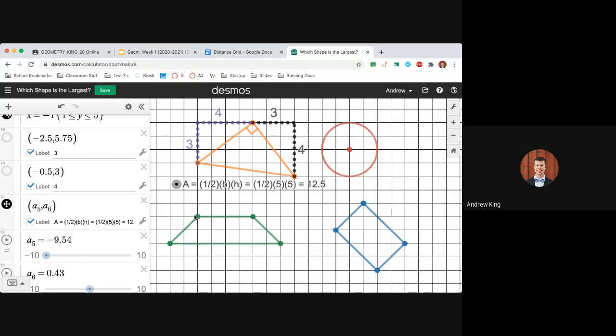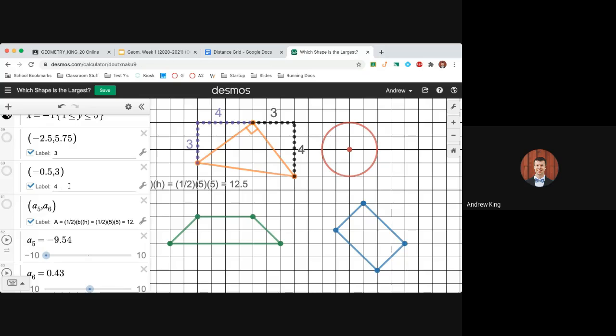We know the area of this orange triangle is 1/2 base times height. Since we just found that this length was 5 and this length was 5, the base and the height, we take 1/2 times 5 times 5, which is 25. Half of 25 is 12.5 units squared. So that is the area for the orange triangle.